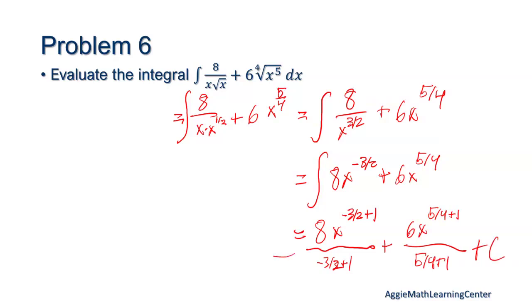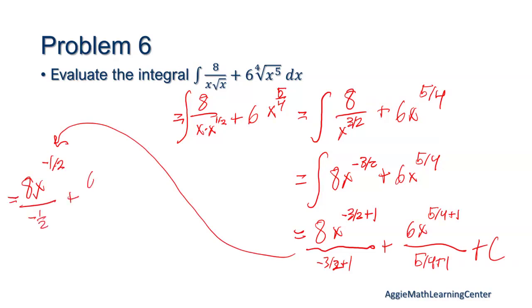Now I'm going to move over here. So that's going to be equal to 8x to the negative 3/2 plus 1. That's going to be negative 1/2 over negative 1/2, plus 6x to the 5/4. That's going to be 9/4 over 9/4.